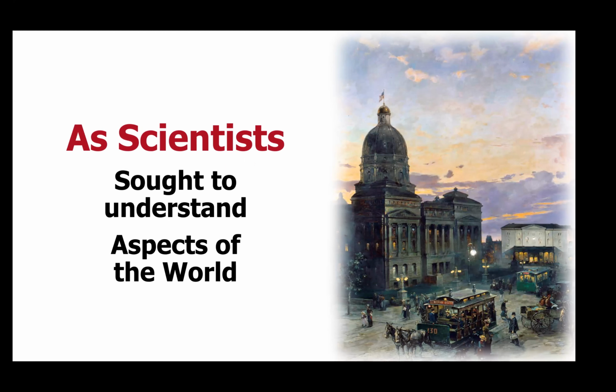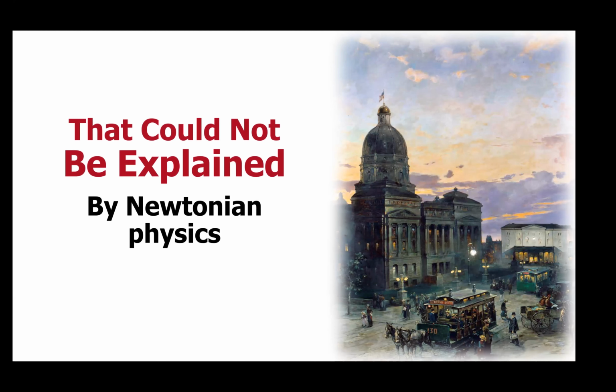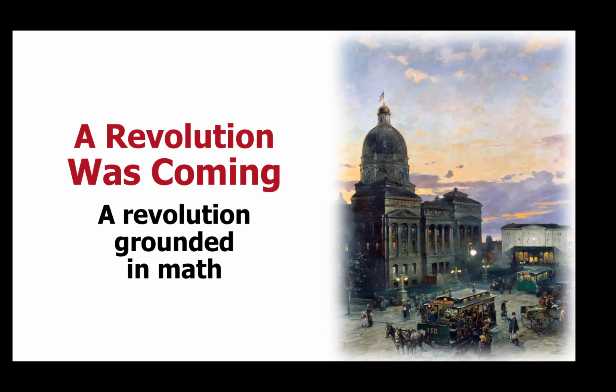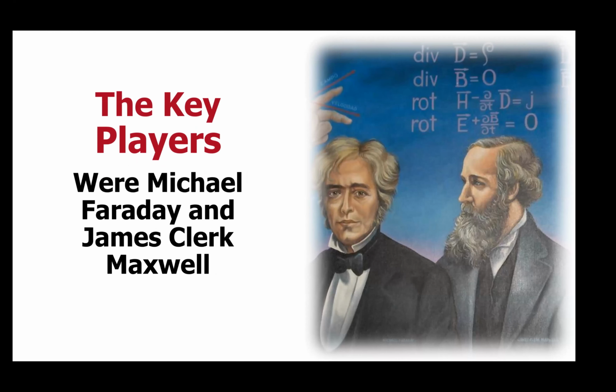Scientists were seeking to understand aspects of the world that could not be explained by Newtonian physics. We're going to see this happen several times. A revolution was coming. A revolution that was going to be grounded in math. Newton's science was grounded in math. The science that would replace Newton would be grounded in math. The key players at the outset, at the beginning here, are Michael Faraday and James Clerk Maxwell.